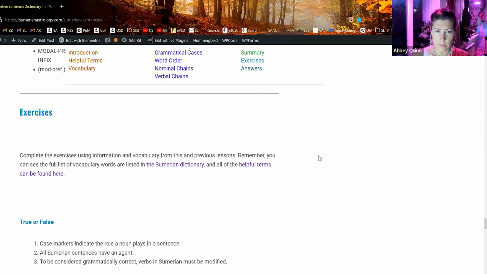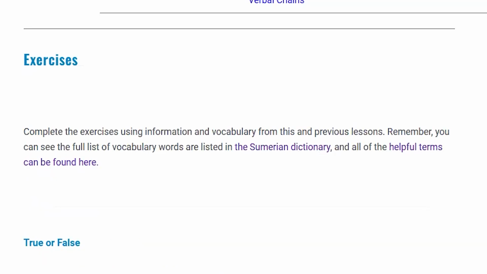If you want to do the exercises with me right now, make sure you get ready to pause. I will go through these slowly, but not slow enough for you to actually probably answer the questions. So you're going to want to push pause. Complete the exercises using information and vocabulary from this and the previous lesson. Remember, you can see a full list of the vocabulary words in the online Sumerian dictionary, which is linked right here if you need it. And all of the helpful terms and definitions, the grammatical definitions and everything, will be listed in the helpful terms, which can be reached here.